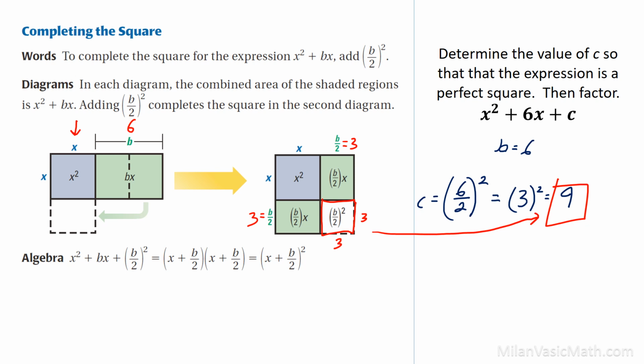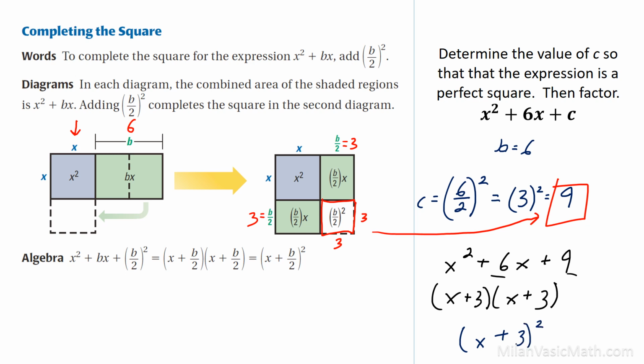Okay, let's factor our new expression. Make your two parentheses. We know x times x is x squared. 3 times 3 equals 9. And when you add them, they equal 6. And it will always work like this because that is how we designed it to work. There it is.